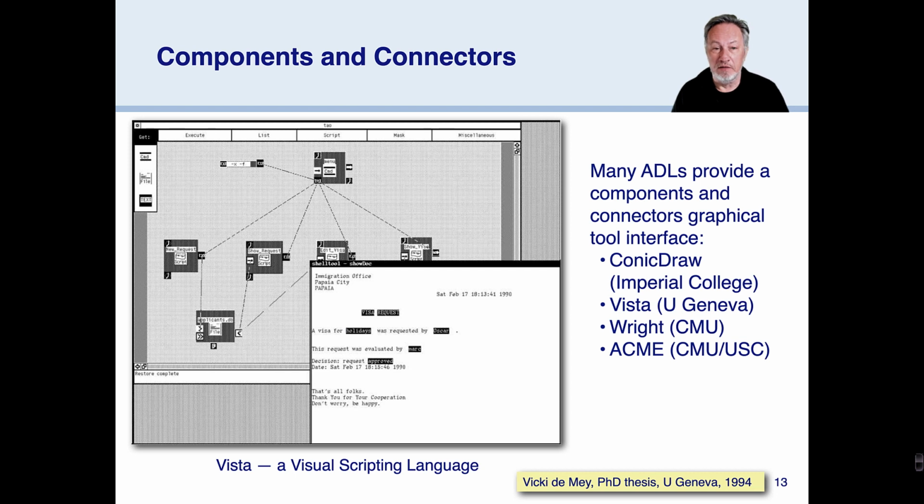Some of these architectural description languages were developed as graphical tools. Here's one example called Vista. This was a visual scripting language that was developed as a prototype at the University of Geneva in the early 90s. And there were several other such graphical tools, like Conic Draw, which was developed at Imperial College in London. Wright at CMU and also Acme were also similar visual languages that were based on the components and connectors paradigm.